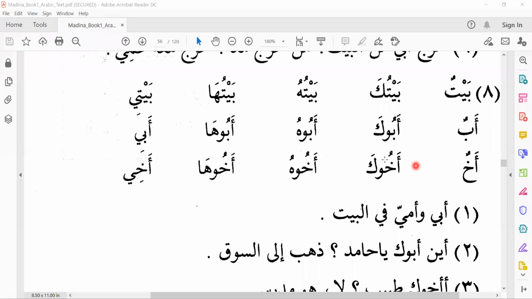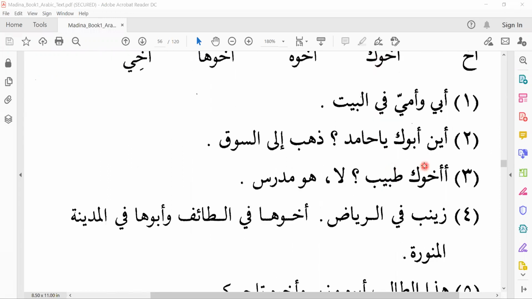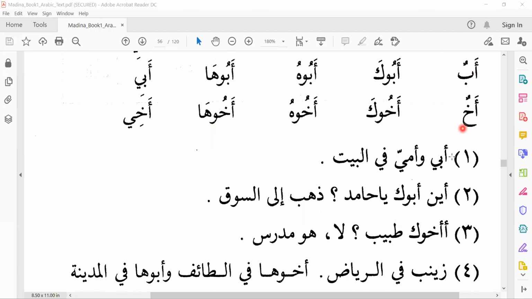Same with akhun. When you join ka, hu, ha, it will take an additional waw. You see here there is no additional waw: baitun plus ka, baitun plus hu, baitun plus ha. But here, akhun plus ka, there is an extra waw. Akhuka, akhuhu, akhuha. Your brother, his brother, her brother. Akhi is normal. So these three have the exception of adding the additional waw. So just practice with abun, akhun.